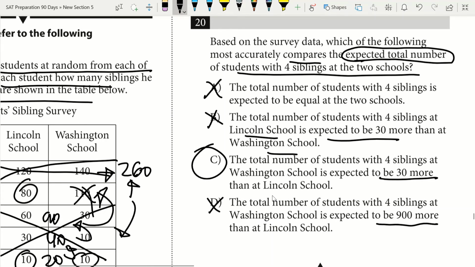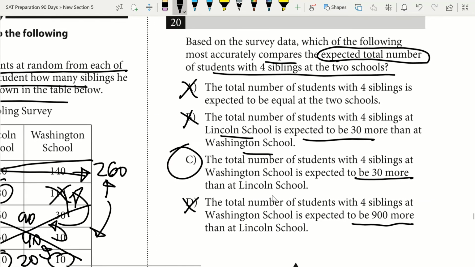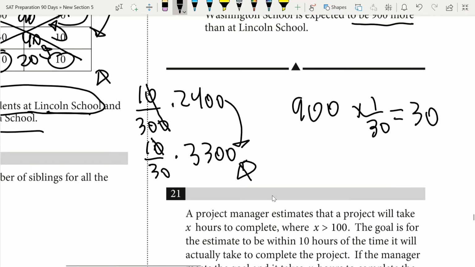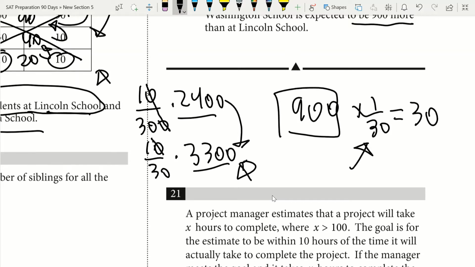All right, so as far as things you can put on your notes for this one. If we're trying to find the difference, instead of taking this 1 over 30 multiplying it by 2,400 and 1 over 30 multiplying it by 3,300 and then finding the difference, we can take the difference between these two, which we know is 900, and only multiply that by 1 over 30 to get our answer. So that can save us a little bit of time there.